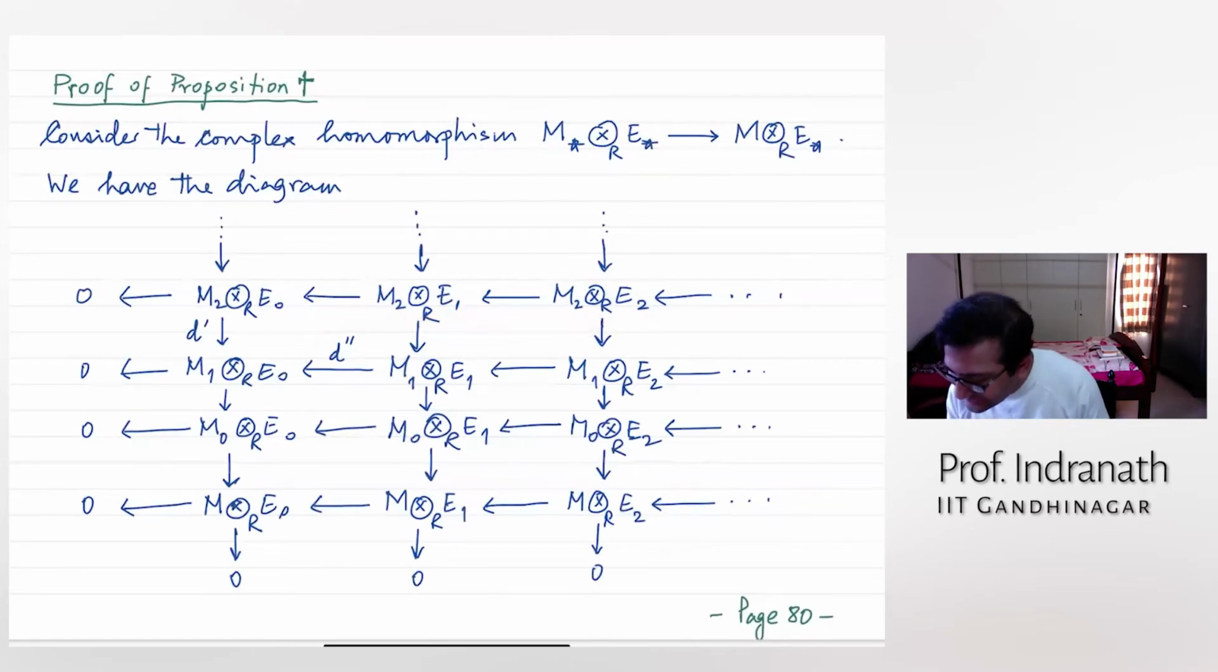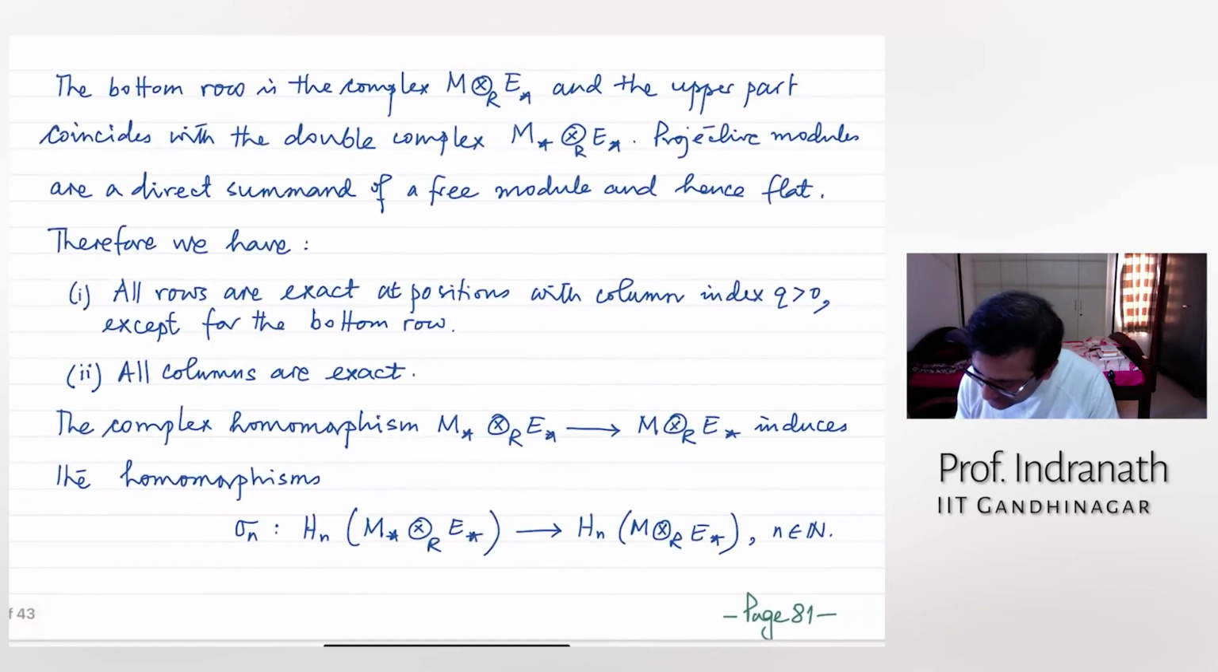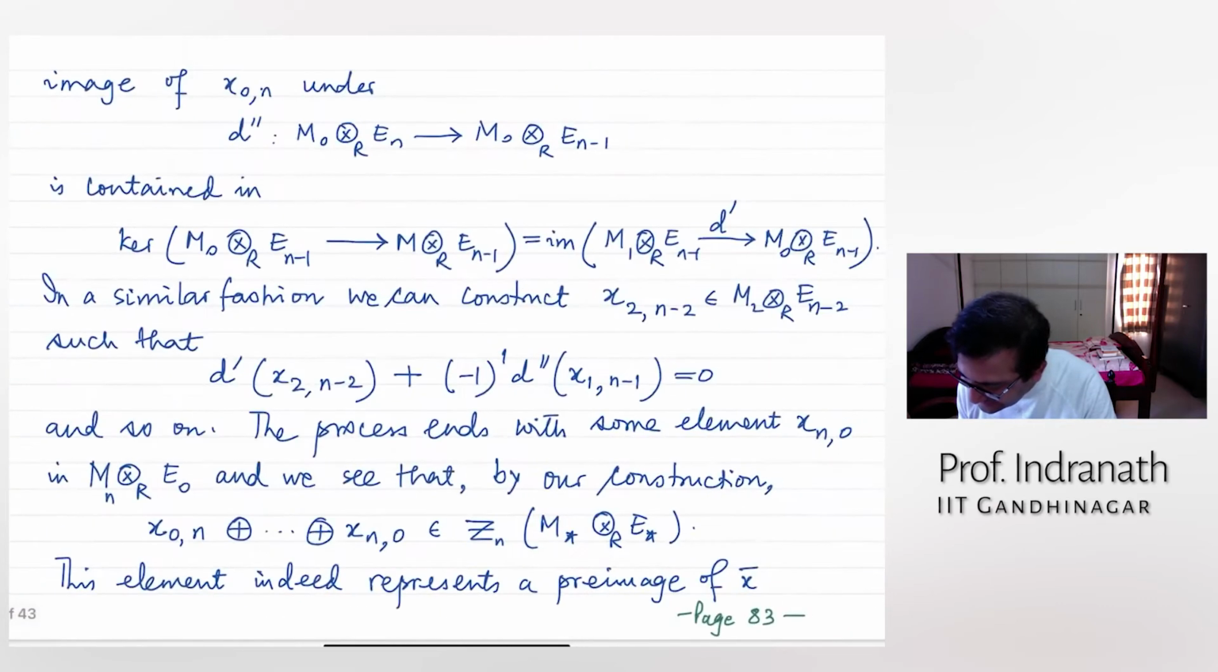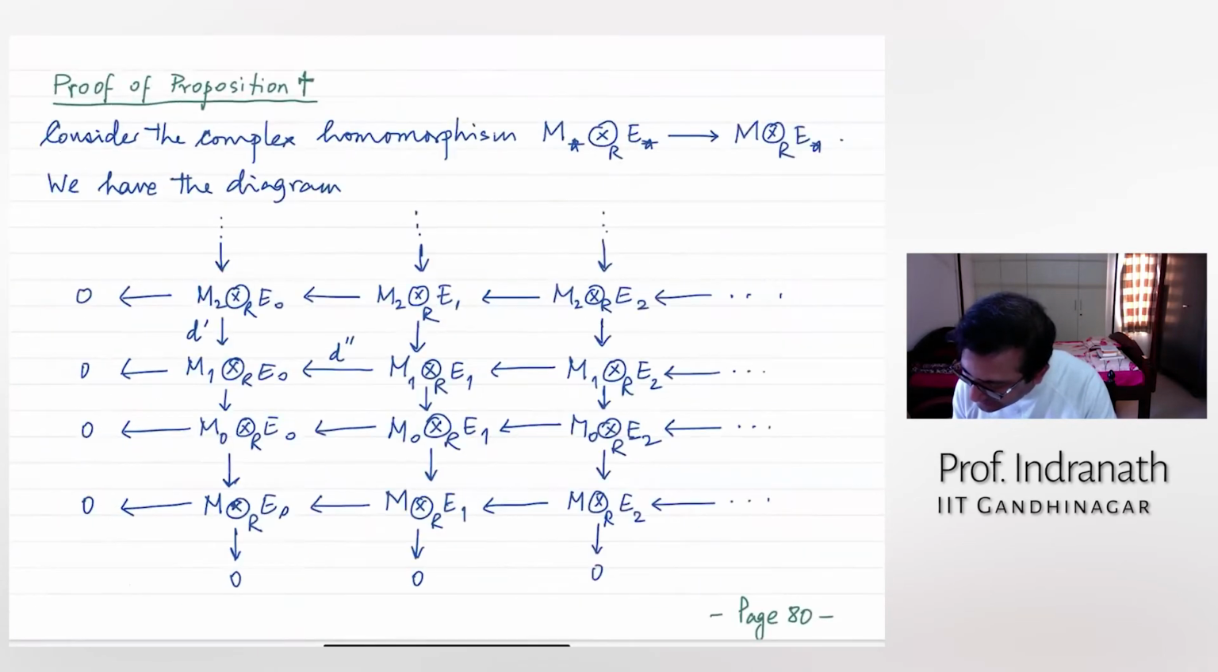This is where I need both the pages to be open. Since I'm increasing the M index and decreasing the corresponding E index, you are increasing the M index means you are coming here, then decreasing the E index means you are coming here, so you are going like this, and eventually you are coming to the left end where you have the exactness. So it's going like this every time. This is the chasing of the double complex.